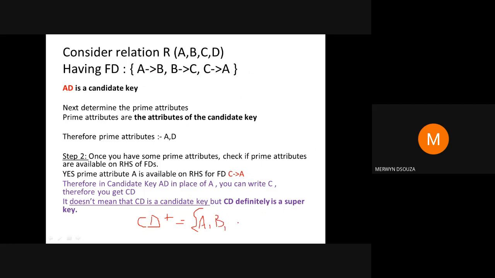I'm not doing it. Please do it and check. I've already shown you how to find the attribute closure. Please do that.